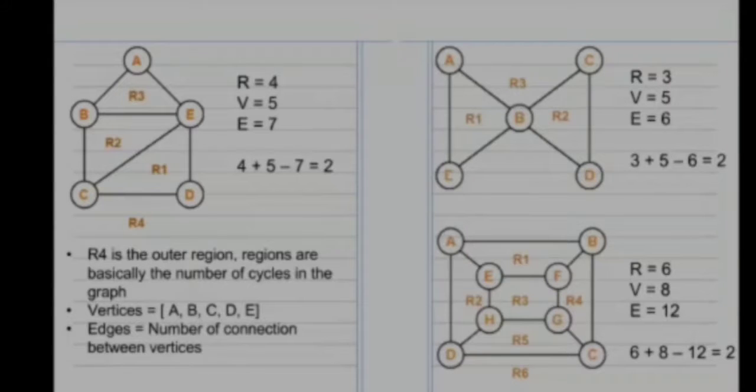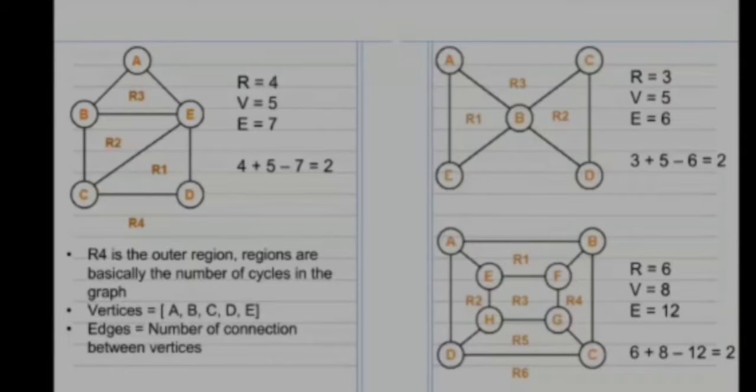Our first region being triangle CDE, and we'll label this as R1. Our second region being BCE, we'll name this as R2. The third region being ABE, R3, and finally our fourth region, which is our outermost region, will be R4. So the total number of regions we have is 4. The number of vertices that we have is 5: A, B, C, D, and E.